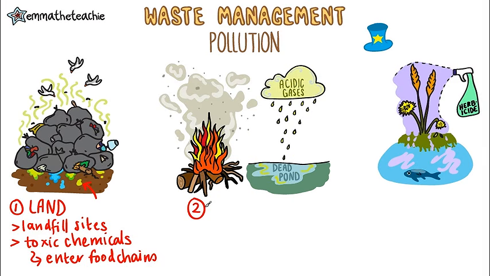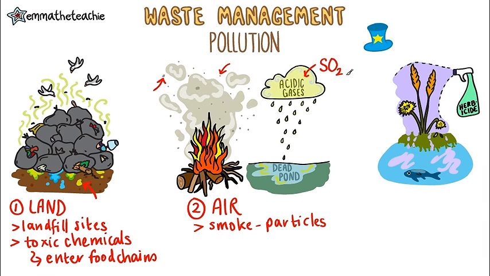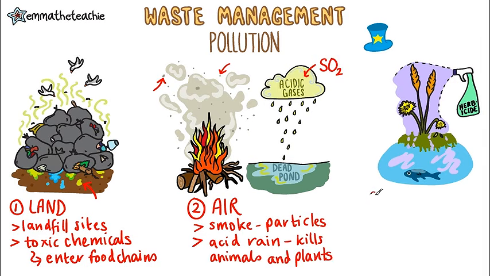The second type of pollution is air pollution. When we burn things, the smoke that comes off it contains tiny solid particles that can hang around in our atmosphere. Humans and animals breathe them in, causing damage to the lungs. Acidic gases like sulfur dioxide are also formed when fossil fuels are burned. This then dissolves into rainwater, forming acid rain, which can kill animals and plants in lakes.